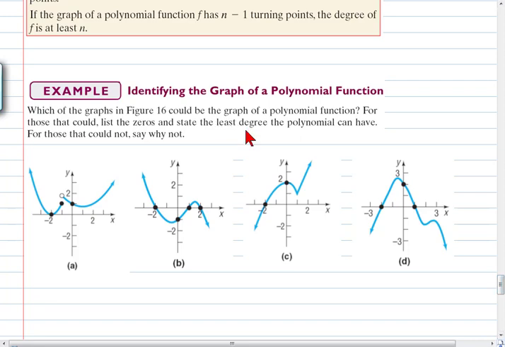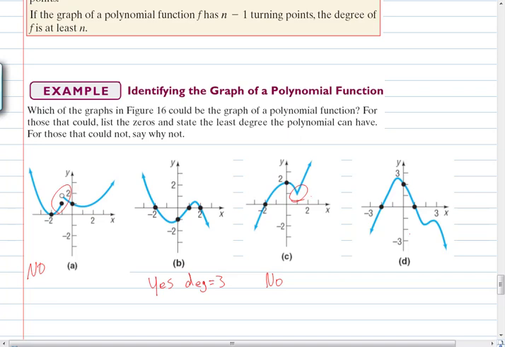So which of the graphs in the figure could be the graph of a polynomial function? For those that could, list the zeros and state the least degree the polynomial can have. For those who cannot, say why not. Is this in A a polynomial function? No, it's not. Why is it not a polynomial function? Has a gap. Is this a polynomial function? How many turning points are there? So what is the degree, the maximum degree going to be? 3. Minimum degree. Is this a polynomial function? Why not? Has a corner.